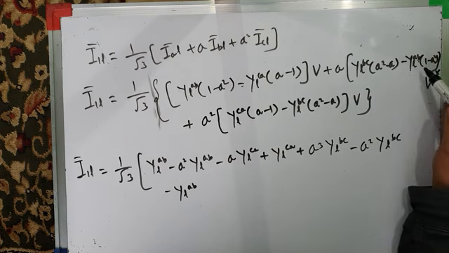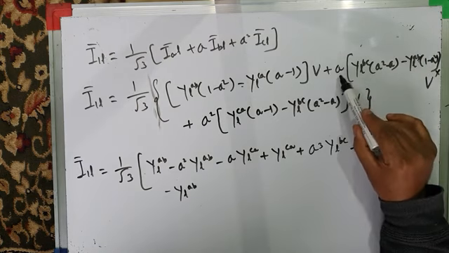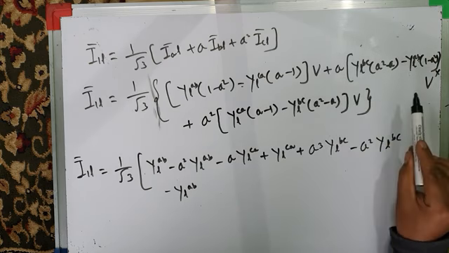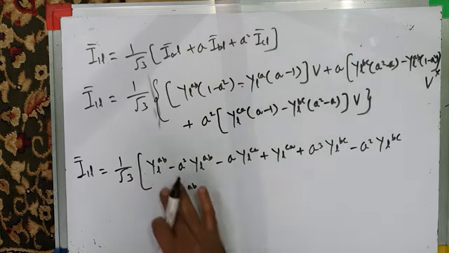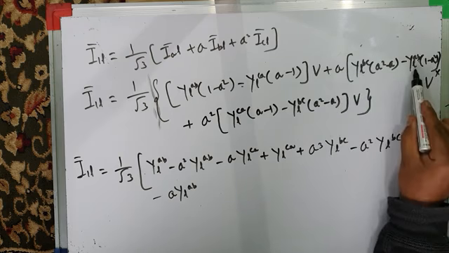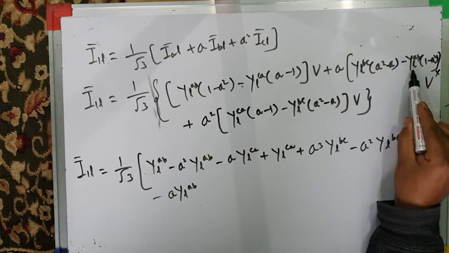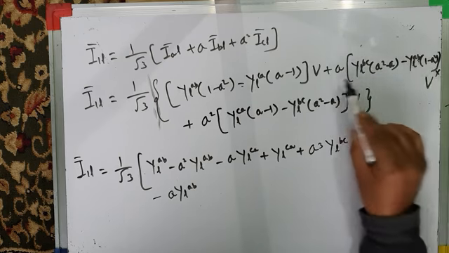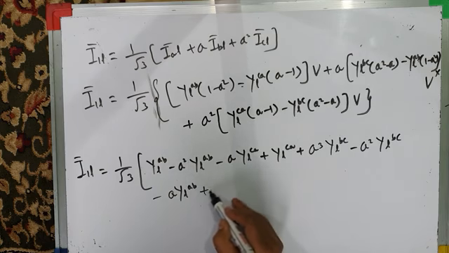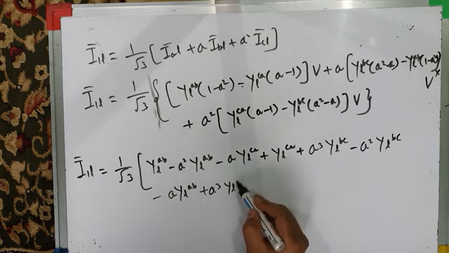Sorry, this is AB, isn't it? It is A, yeah. This is A into YLAB. This is minus A into AB. You have to multiply it by A. A into YLAB, minus A, minus into minus is plus, A square into A is A cube YLAB.